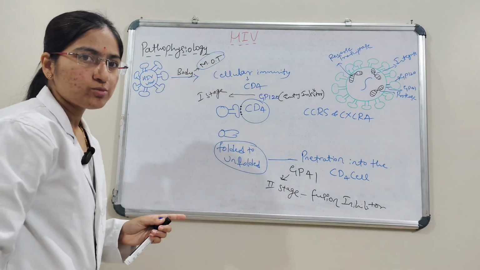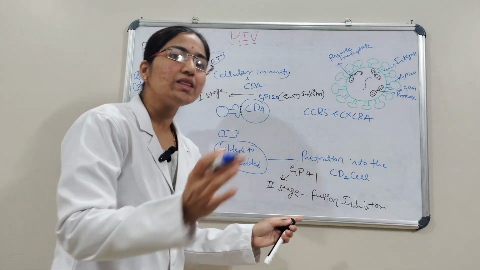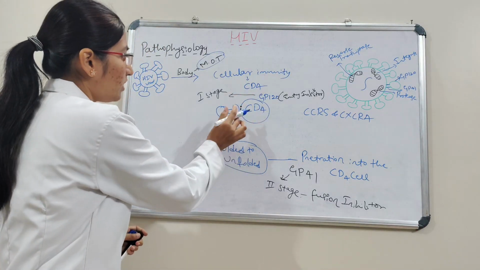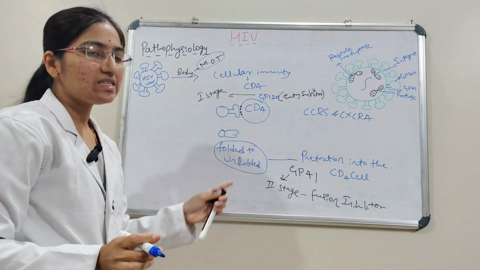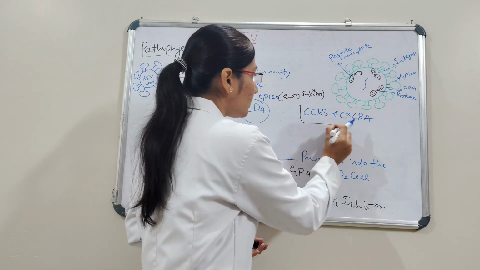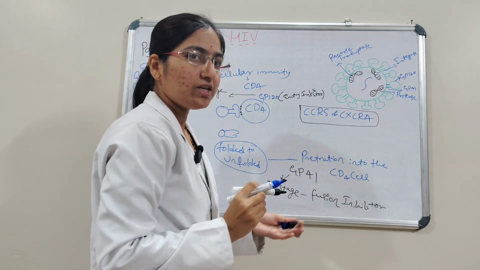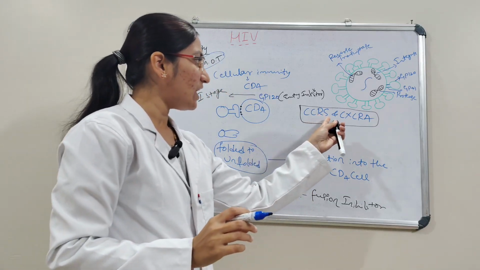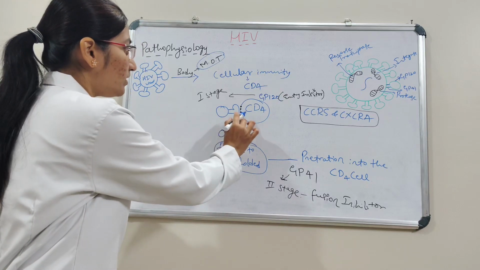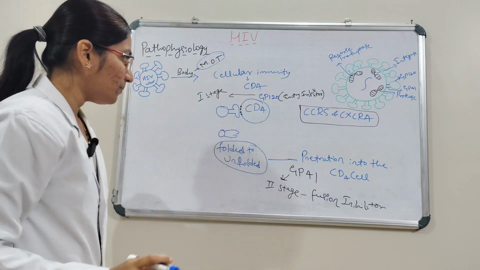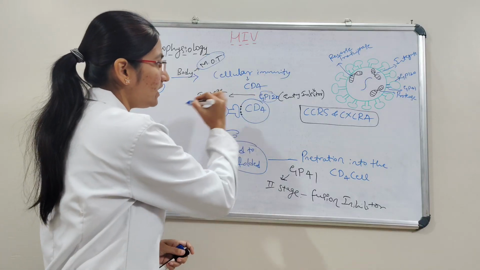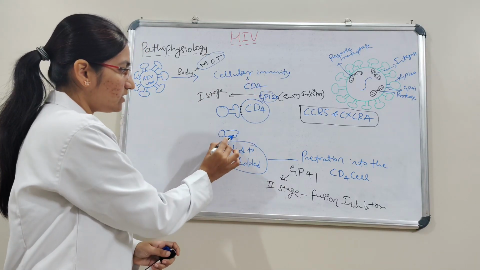It is going to attack the cellular immunity, that is, it attacks CD4 cells. When it comes to attach with the CD4 cells, these are the receptors. Very important, these are the two receptors you have to keep in mind: CCR5 and CXCR4. It tries to attach to the CD4 cell at these receptors, and then GP120 goes to damage, and then it folds.